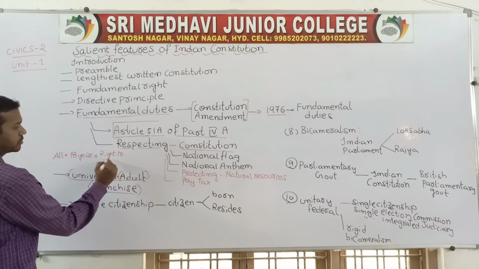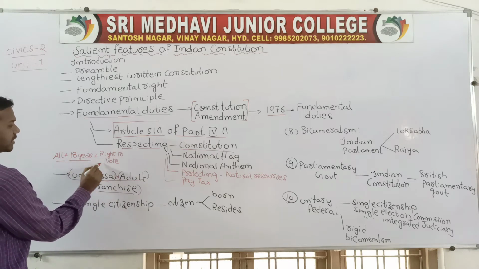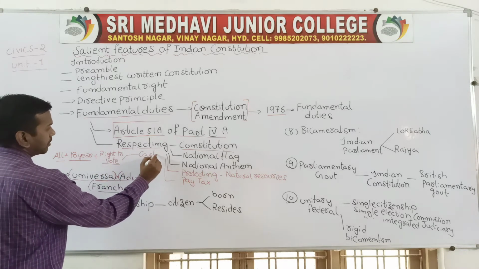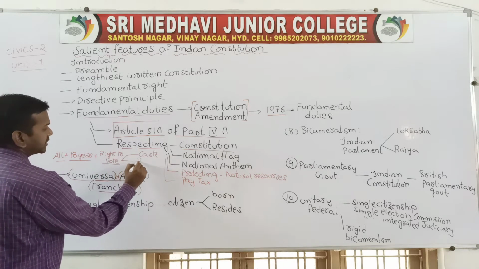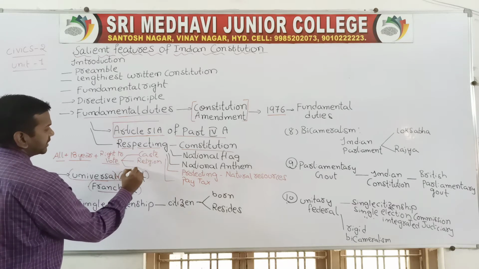Right to vote. So that is called universal adult franchise. Universal adult franchise means all the people who complete 18 years of age have the right to vote without any discrimination of caste, religion, or creed.